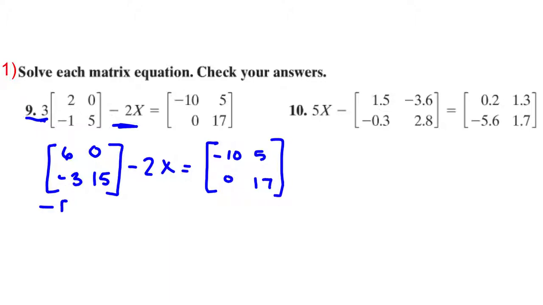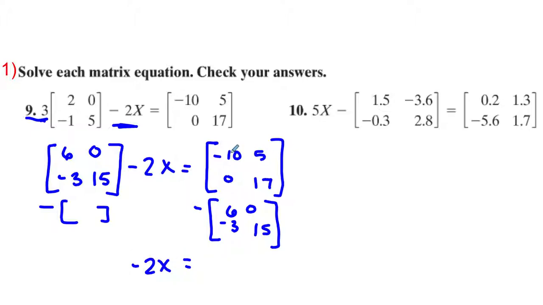We're going to subtract this matrix from the left, which means I also need to subtract it from the right, because I need to keep my equation balanced. So then we have -2x equals -10 minus 6 is -16. 5 minus 0 is 5. 0 minus a -3, so minus a negative makes that positive, so that's 3. 17 minus 15 is 2.